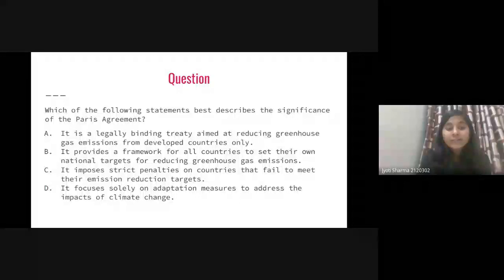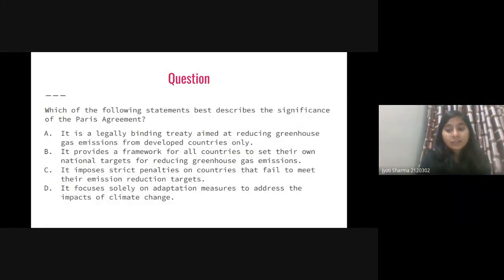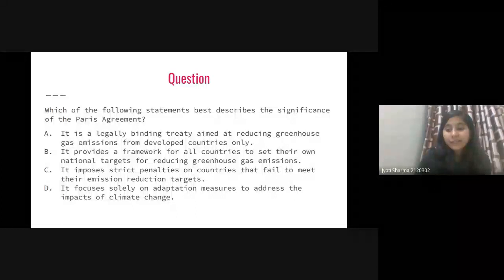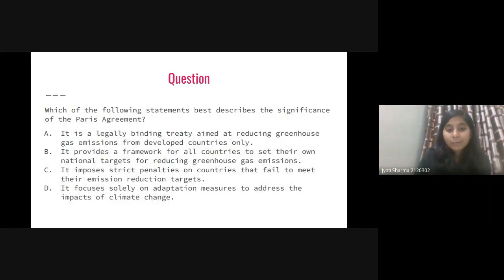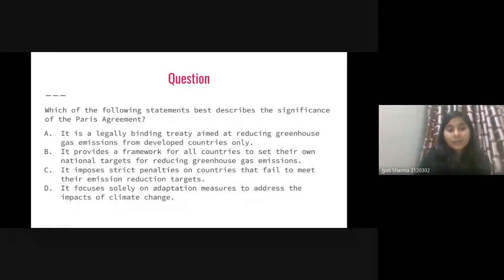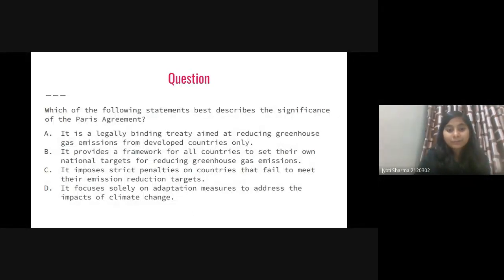So India also has some emission reduction target. India said that by 2030 it has to reduce some percentage of its emission. How much it is, you should know about this. So this was the significance of the Paris Agreement. Can you tell me the answer now? What should be the answer, as I talked about the Paris Agreement now?